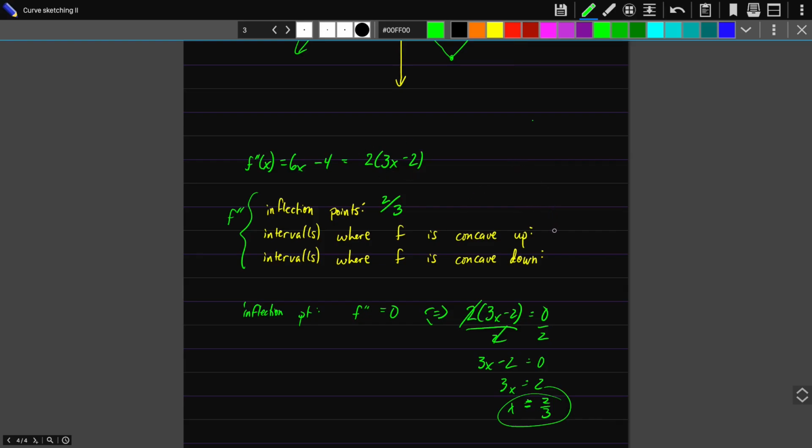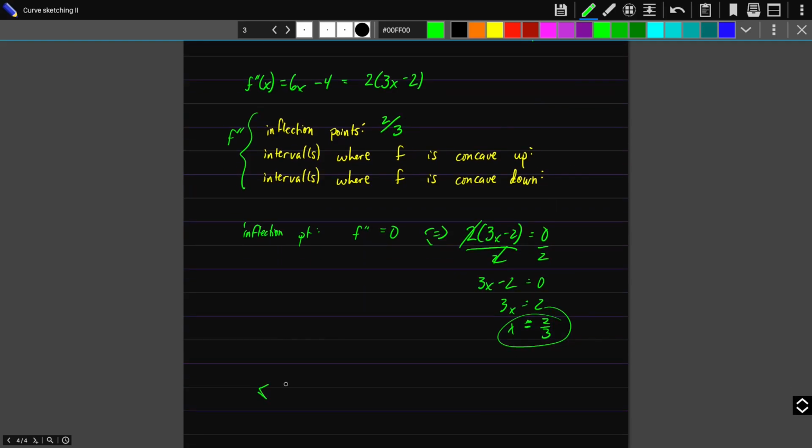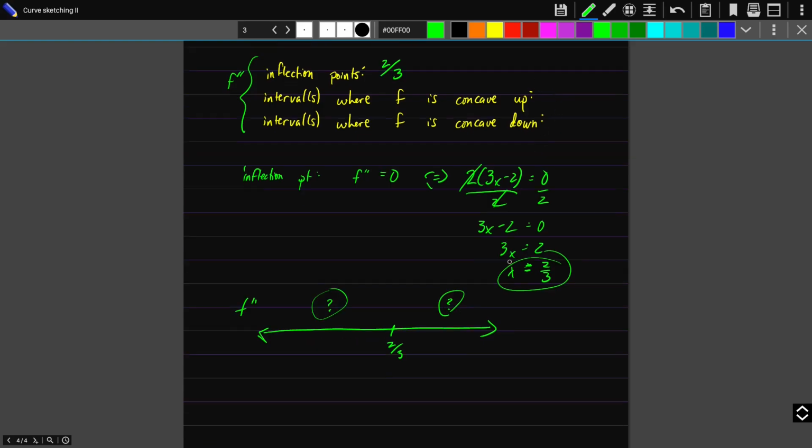So now I want to look at concavity, right? So to find concavity, I'm going to look at a sign chart of my function. So here's my function f double prime, and the only inflection point is at 2/3. It's possible, of course, to have a function that has more than one inflection point, at which point you'd have to draw more points on this chart, as usual. But in this case, the only inflection point is at 2/3. So I just want to check what is the sign of f double prime on this interval, and what is the sign of f double prime on this interval, right? And that's going to tell me where it's concave up and concave down.